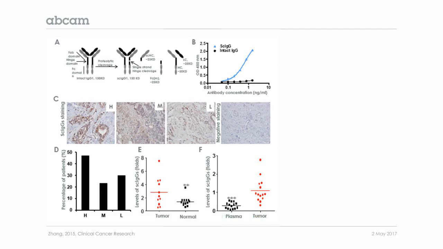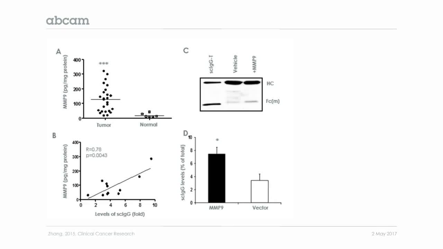In panel F, you can tell that the cleavage of antibodies is more detected in tumor tissue, not in plasma. As I told you earlier, antibody cleavage actually needs the antibody to engage the cancer cell, because the matrix proteases are not secreted into the plasma. Also, in this experiment, we correlated the expression of MMP9. You can see MMP9 is overexpressed in the tumor samples, not in the matched normal tissue. And in panel B, there's a strong positive correlation between MMP9 expression and the level of single hinge antibody cleavage.